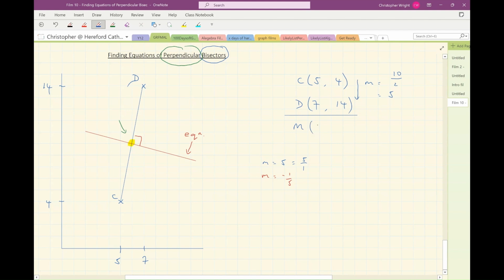5 plus 7 is 12, divided by 2 is 6. 4 plus 14 is 18, divided by 2 is 9, sorry. That point there, the midpoint there, has coordinates of 6, 9.